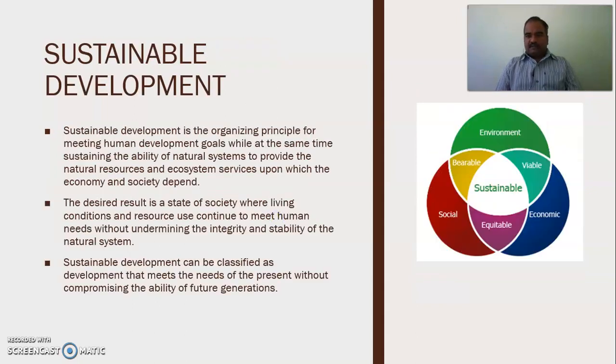Now, on the other hand, there is another word called sustainable development. As you might have seen in unit number 2 of the course, sustainable development is an organizing principle for meeting human development goals, while at the same time maintaining the stability of nature or the environment. What it means is, without disturbing the environment or the natural systems which provide us the necessary resources for our living, how better you are achieving your development goals. That is what sustainable development is.